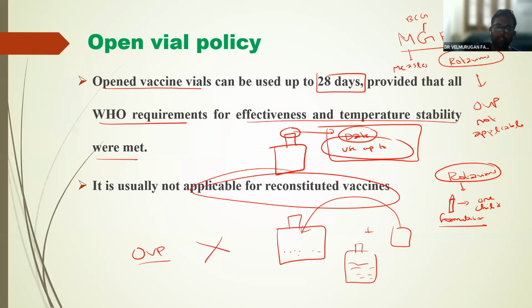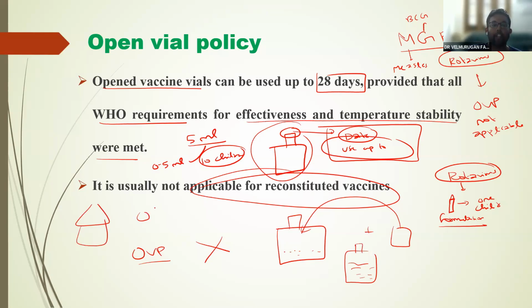So why does this come? Because one vaccine vial, for example, will have 5 ml. For one child, the dose is only 0.5 ml. So we can give one vaccine vial to 10 children. But today, to our immunization site, only one child is coming. Then what will happen to the remaining 9 doses? That is called the open vial policy.